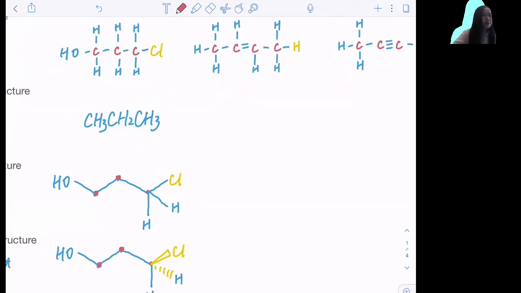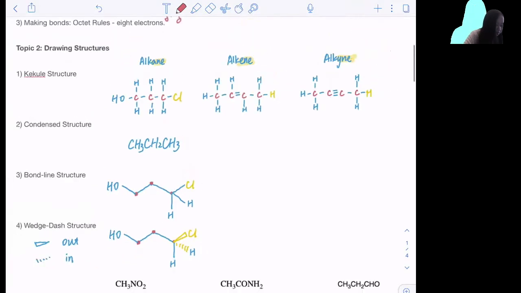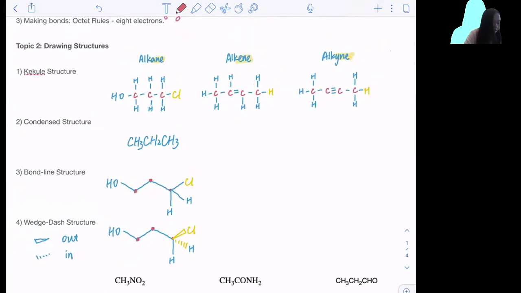There's another question. We wouldn't need to know whether or not the chloro is out or in? Yes. Basically, this chloro can be out, can be in. So there are many ways to draw this structure.